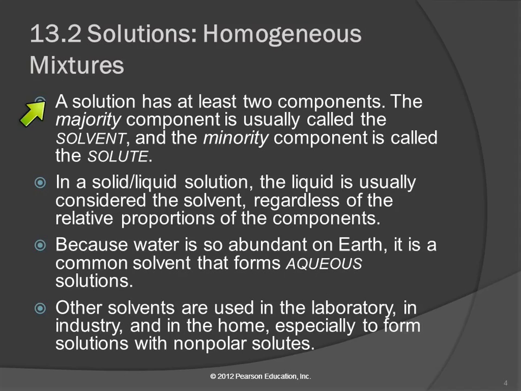So a solution has at least two components, the solvent and the solute. A solution will have one solvent, and generally we say that's the substance that is present in greater amount. So whatever there's the most of, we generally call the solvent. And then the solutes are all the other components that are there in smaller amount. There could be one solute, there could be 50 solutes, but there's always one solvent. If we have a solid liquid solution, we generally consider the liquid to be the solvent, even if there's more of the solid.